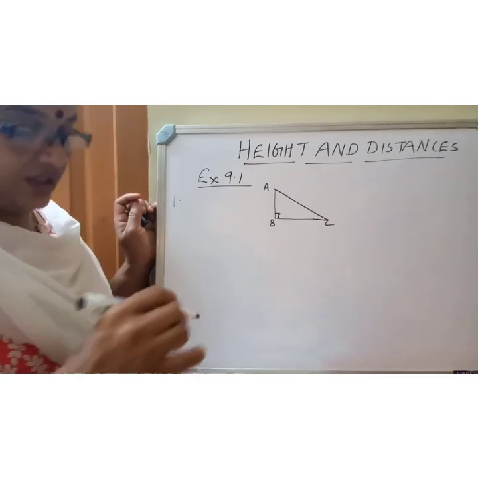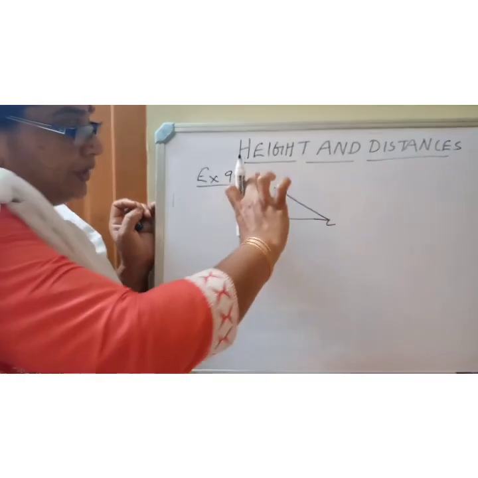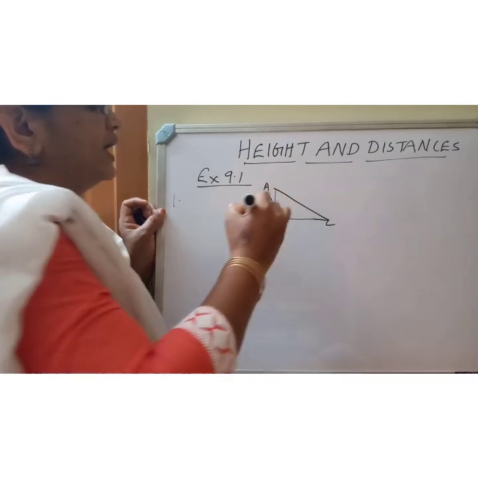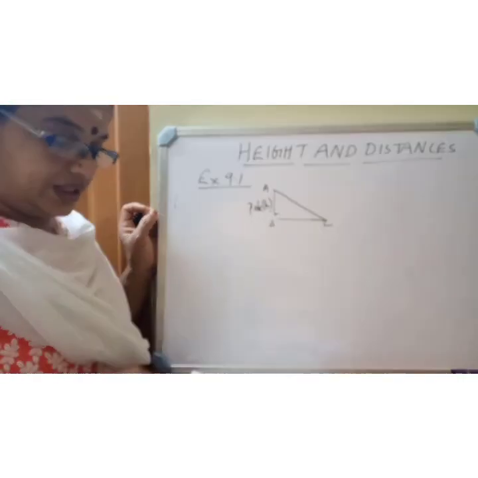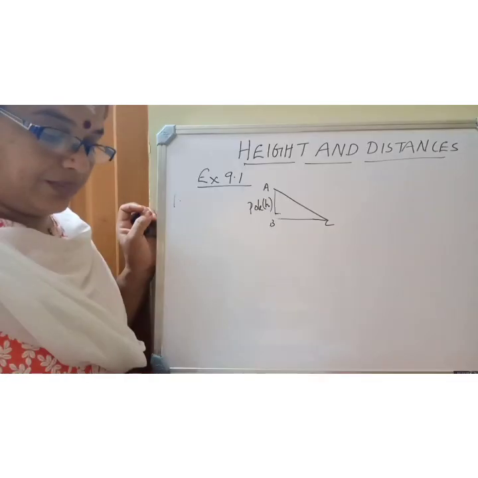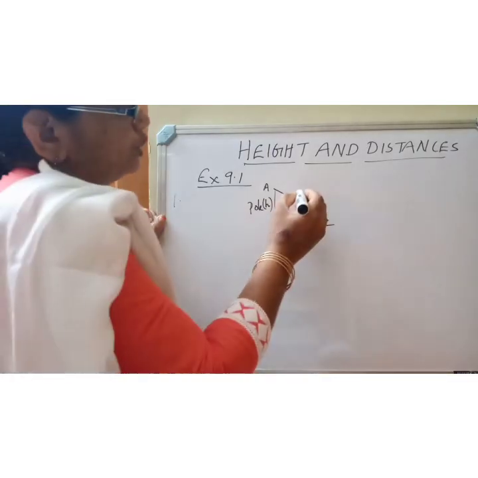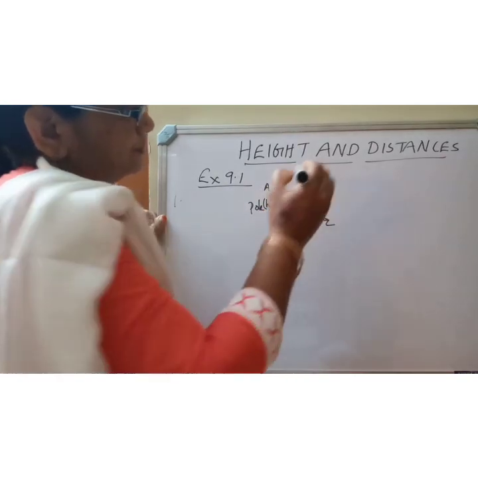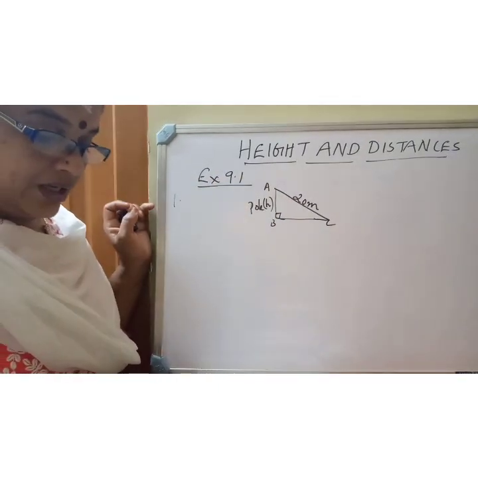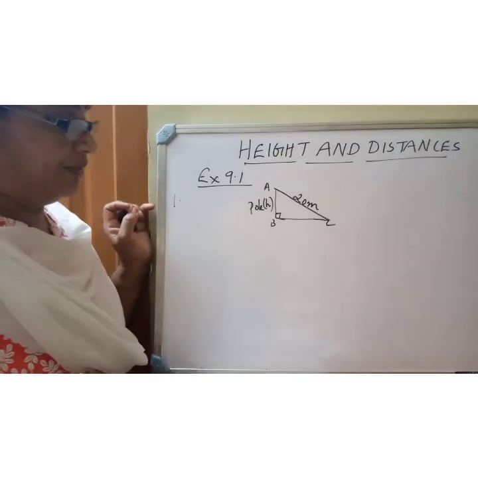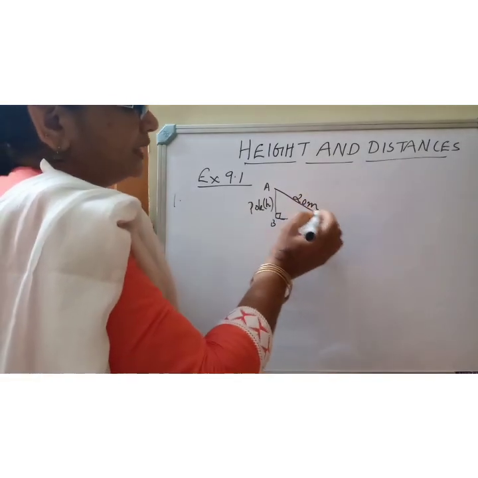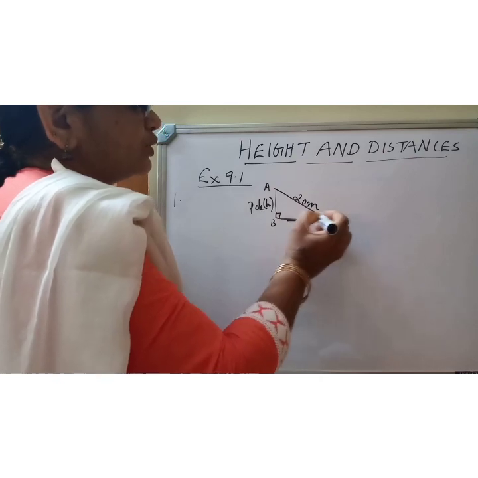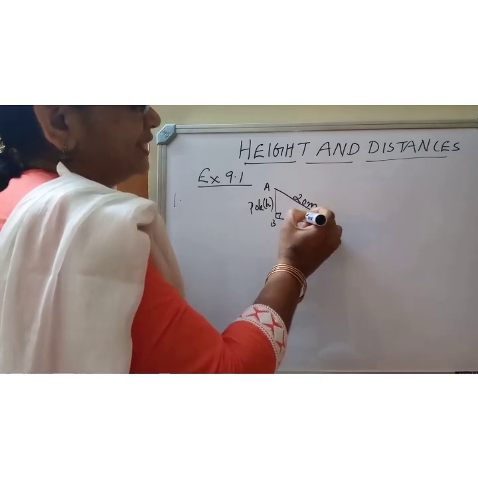Here, let AB be the pole. See that this is the pole, and I am representing the height of the pole as h. They have given that a circus artist is climbing a 20-meter long rope, so the length of the rope is 20 meter. And the angle made by the rope with the ground level: this is the rope, this is our ground level, that is the horizontal. This angle they have given as 30 degree.